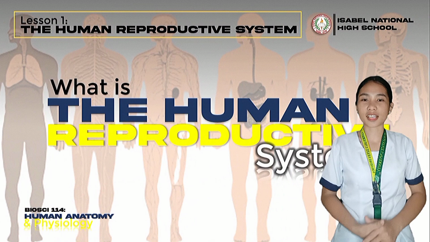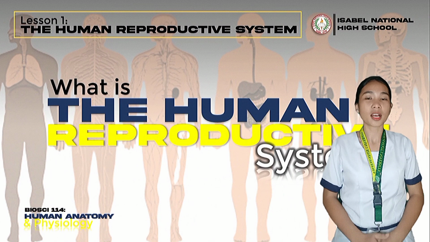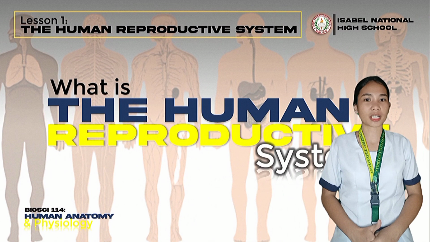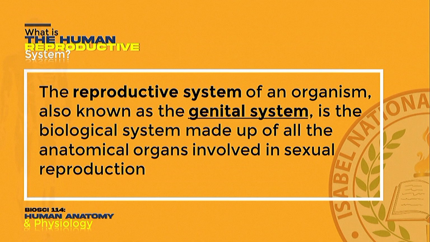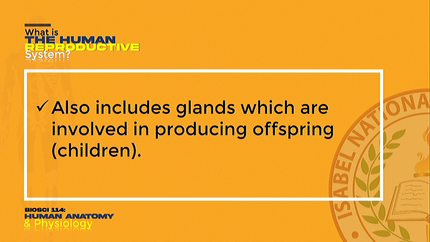Before we proceed with the discussion of the male reproductive system, let us first define what a human reproductive system is. As defined, the reproductive system of an organism, also known as the genital system, is the biological system made up of all the anatomical organs involved in sexual reproduction. It also includes glands which are involved in producing offspring.